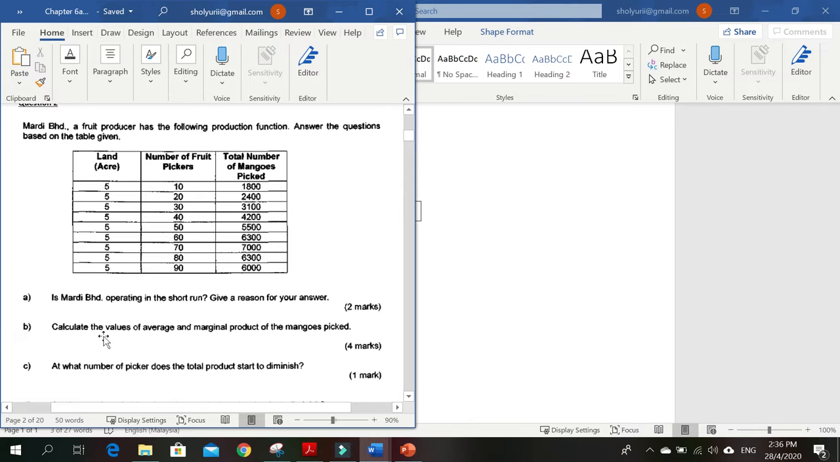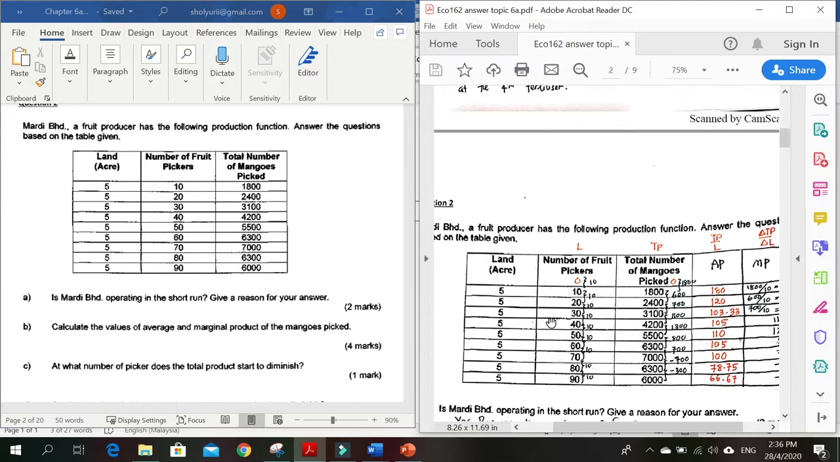Okay. Next is, dia kata, calculate the value of average and marginal product of mangoes picked. So, tambah lagi table. Dia nak cari AP dan juga MP. Average and marginal product. Average product AP, marginal product MP. So, formula for AP, how to find average? Average is purata. Total bahagi numbers of fruit pickers. Untuk marginal, formula yang sama, you letak segitiga je. Changes.